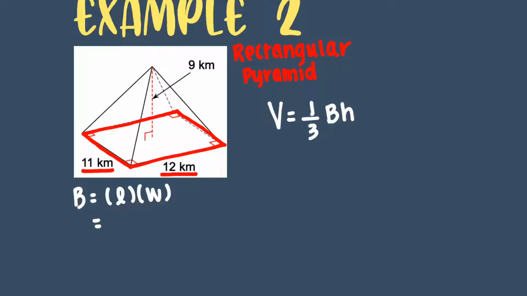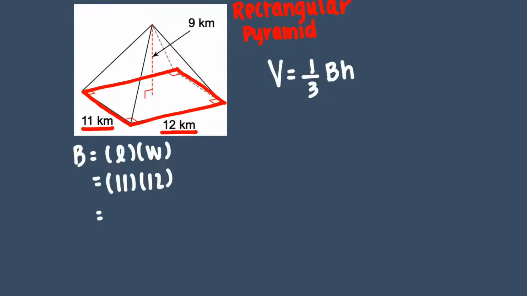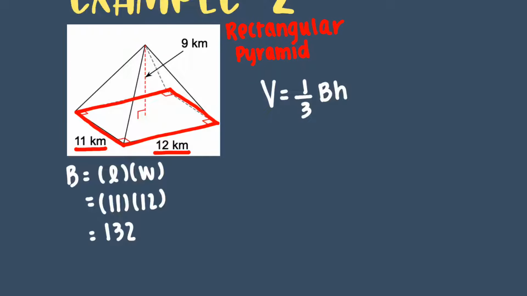It doesn't matter which one you label as what, so I'm going to put 11 times 12. And then you can go ahead and work that out, use your calculator, and when you do 11 times 12, you should end up with 132. Before we plug in, we just want to make sure we know what our height is.